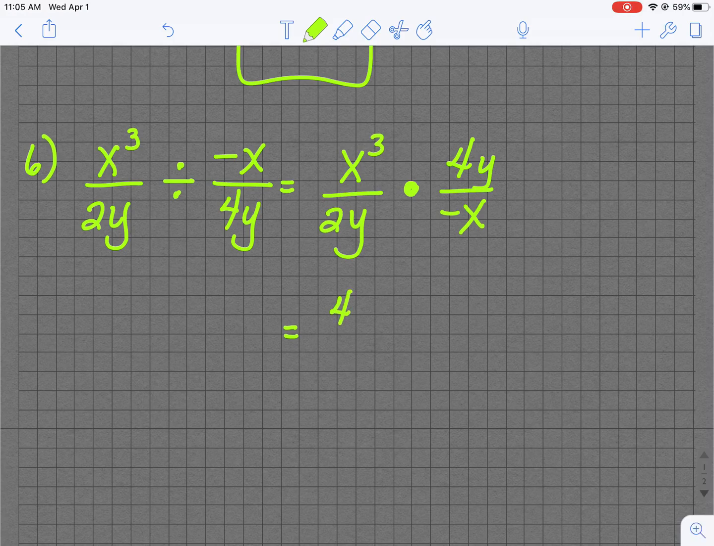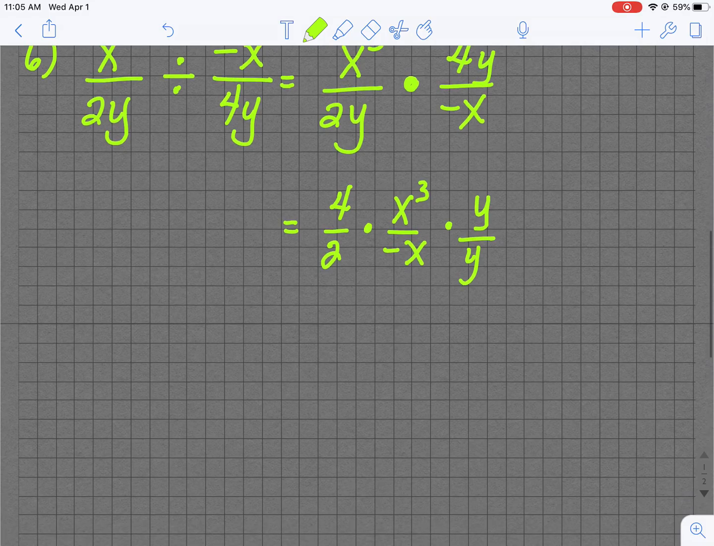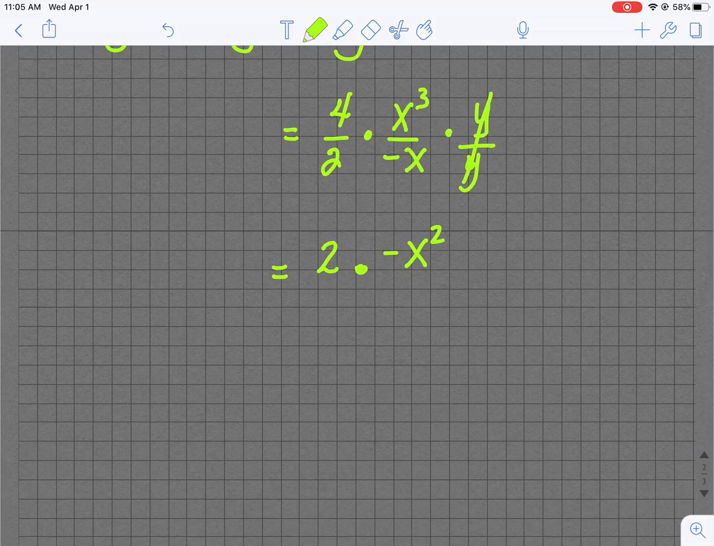So I can put 4 over 2. I can put x to the third over -x, and I can put y over y. Again, you might do this in your head, or you might need to write this down. So 4 over 2 is 2. Now for the x's, we're going to cancel out one of the x's, and they're going to end up in the numerator. So I'm just going to move the negative up to the numerator too. So that'll leave me with -x squared, and the y's cancel out. Now if you leave it like this, it isn't as simplified as it should be. So it should be -2x squared. That's the appropriate way of writing it.